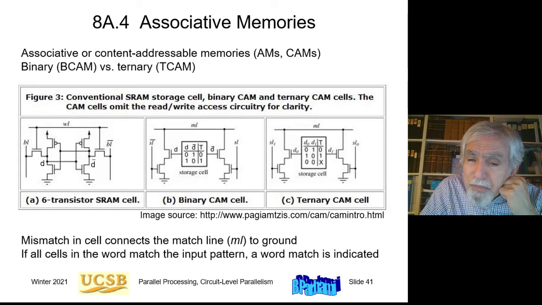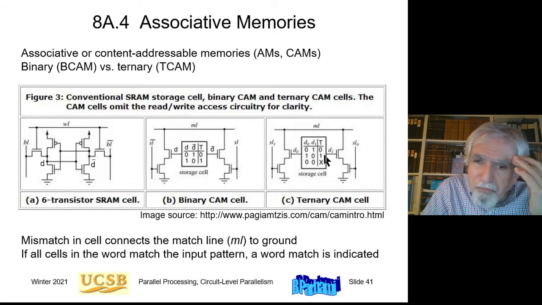So if this particular cell is storing don't care, then both of these lines will be 0, and therefore neither of these paths will open, and therefore this particular cell will never mismatch something. That's the meaning of don't care. If I'm searching for 0, or if I'm searching for 1, this cell will match it. And the rest of the operation is the same as before.